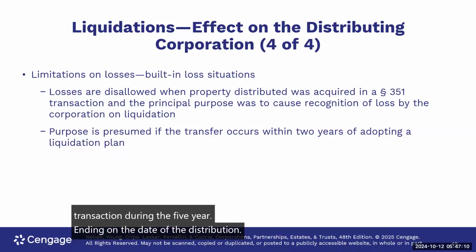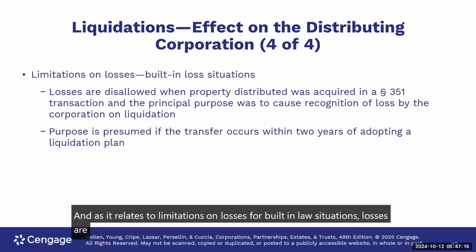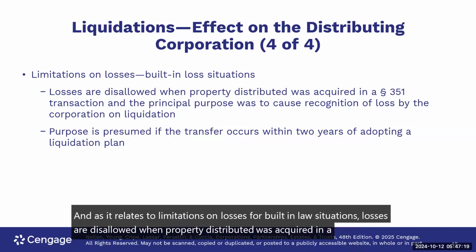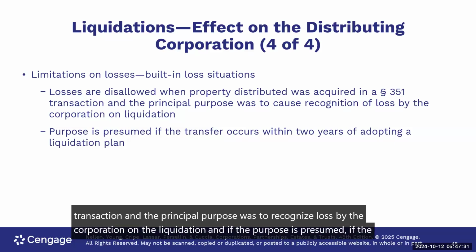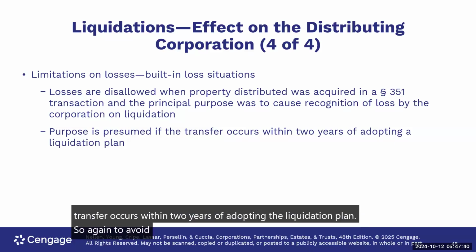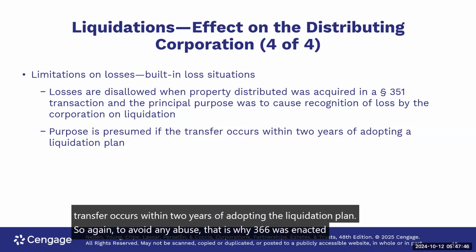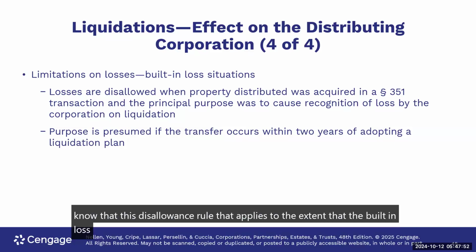And as it relates to limitations on losses for built-in loss situations, losses are disallowed when property distributed was acquired in a Section 351 transaction, and the principal purpose was to recognize loss by the corporation on the liquidation. And the purpose is presumed if the transfer occurs within 2 years of adopting the liquidation plan. So again, to avoid any abuse, that is why 366 was enacted, to ensure that this disallowance rule applies to the extent that the built-in loss is not eliminated with the step-down basis.